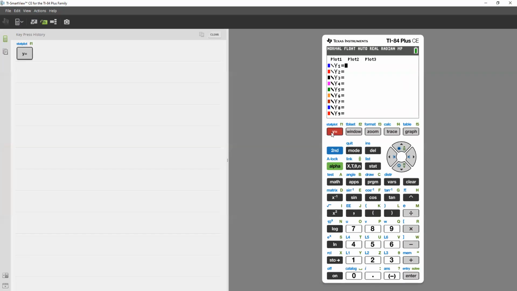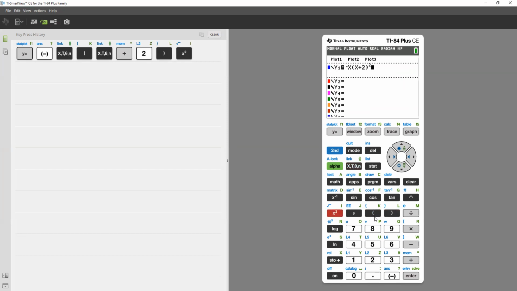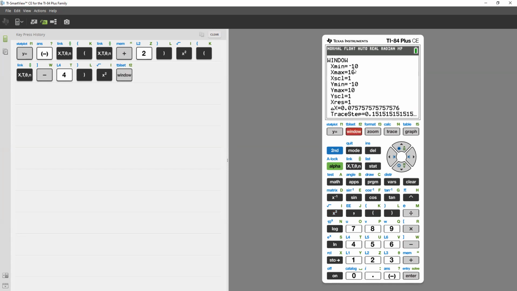All right, so I'm going to go to my calculator. I'm going to go to y equals, I'm going to put in the equation first. So I have negative x, and then parentheses, x plus 2 squared, and then parentheses, x minus 4 and squared.